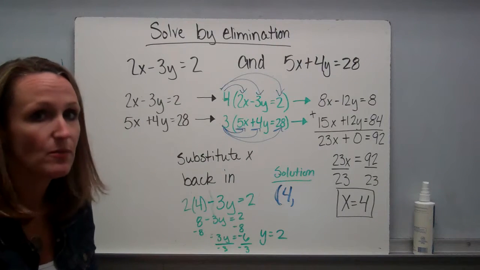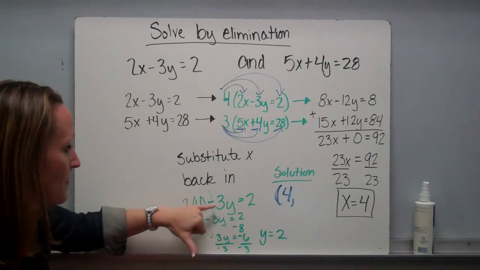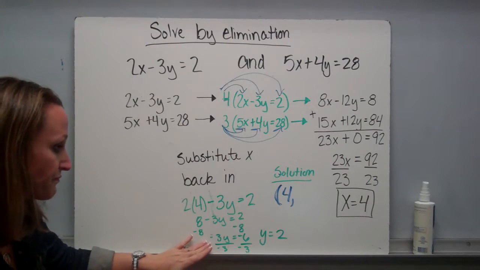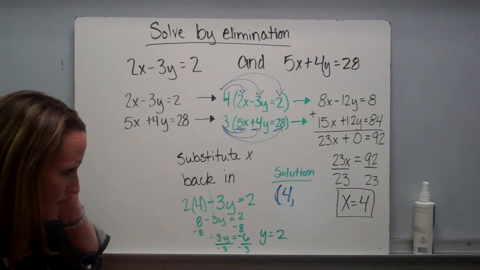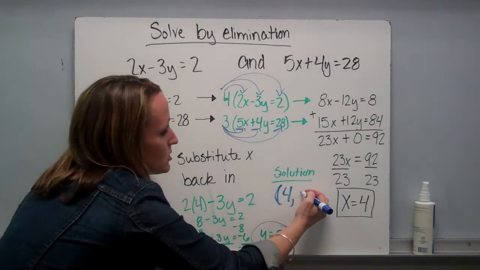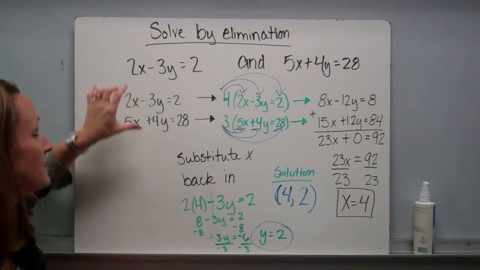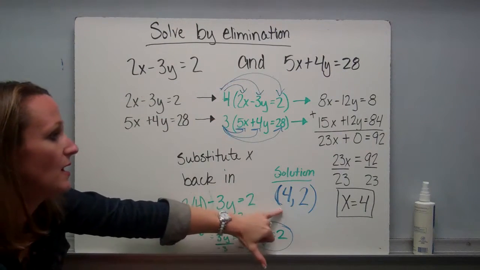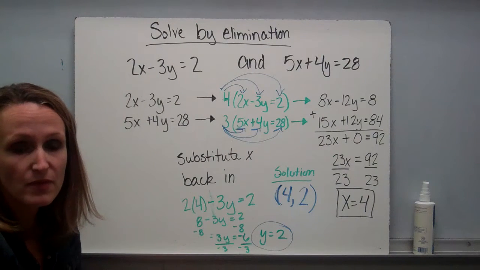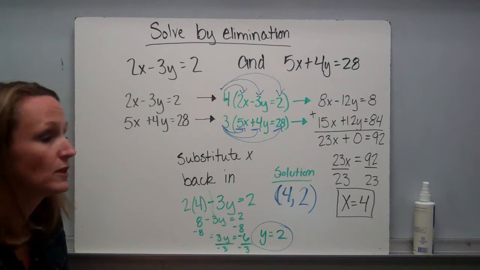To find the y value, plug it back in to the original equation. So 2 times 4 is 8, minus 3y equals 2. Subtract 8 from each side. I get negative 3y equals negative 6, and dividing both sides by negative 3, y is going to equal 2. So my solution is going to be (4, 2), meaning that these two equations would cross at over 4, up 2. So now you know 3 ways to solve systems of equations, 2 different types of elimination, one a little harder than the other.